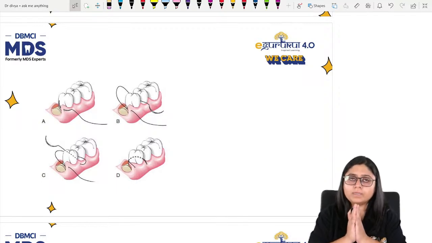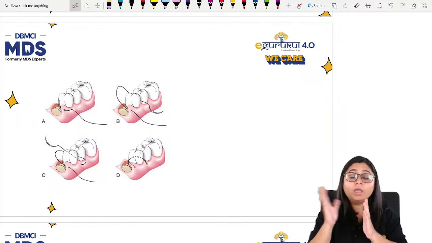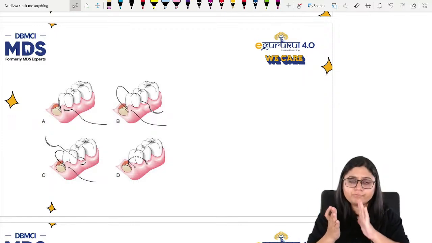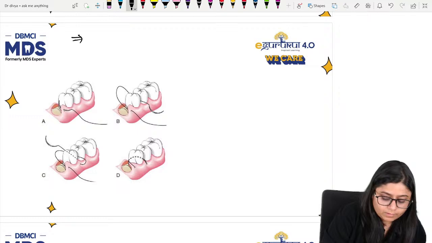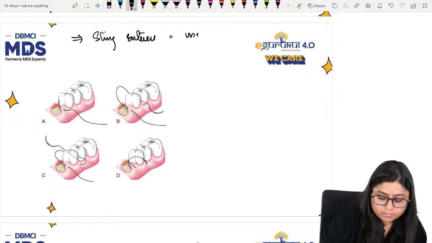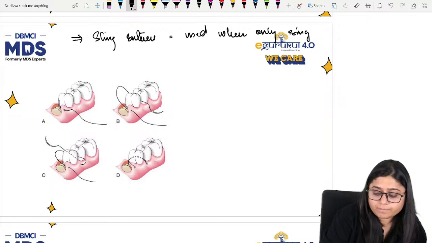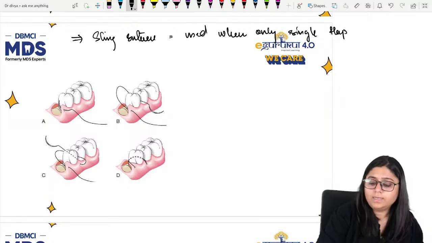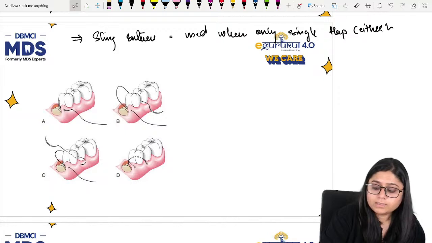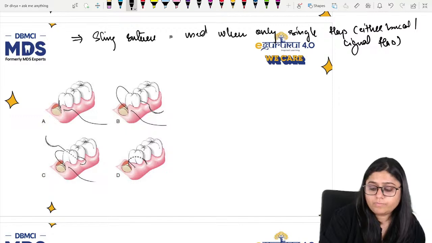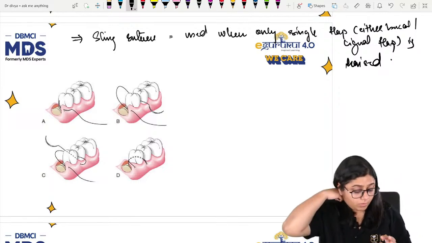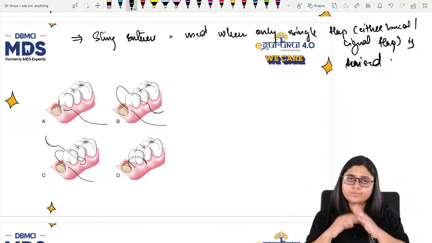One thing you must know is that sling sutures are used in cases where only one flap is raised, meaning the other flap is firm. So a sling suture is used when only a single flap, either buccal or lingual, is raised. When only a single flap is used, we are using a sling suture.